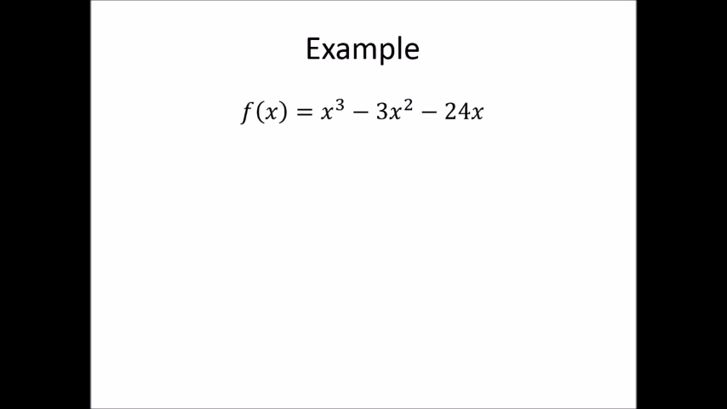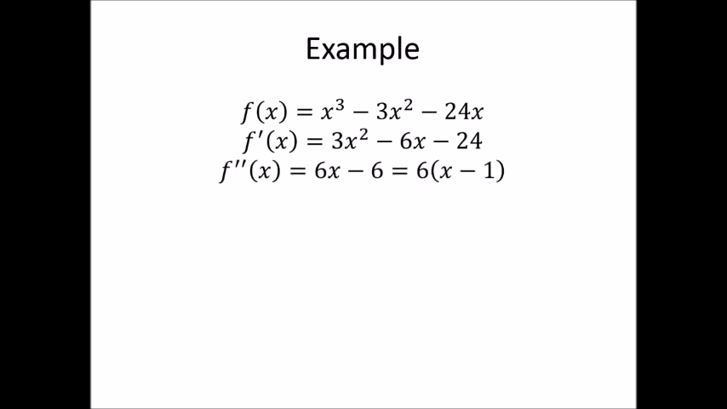So go ahead and take the first derivative here. We get 3x squared minus 6x minus 24. We'll take the second derivative. We get 6x minus 6, and we notice that the 6 nicely factors out so that I get 6 times (x minus 1), which makes it really easy to conclude that the second derivative is equal to 0 when x equals 1.